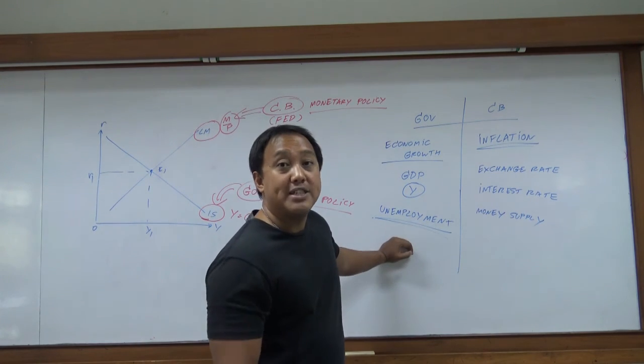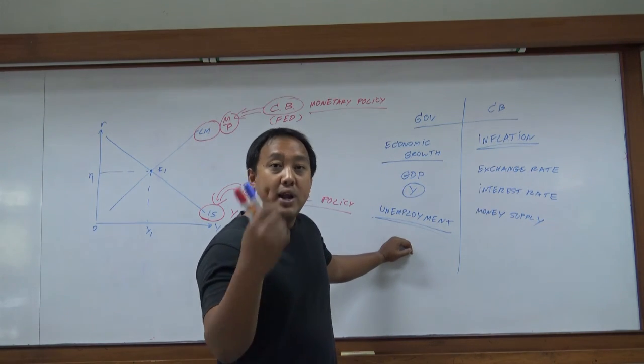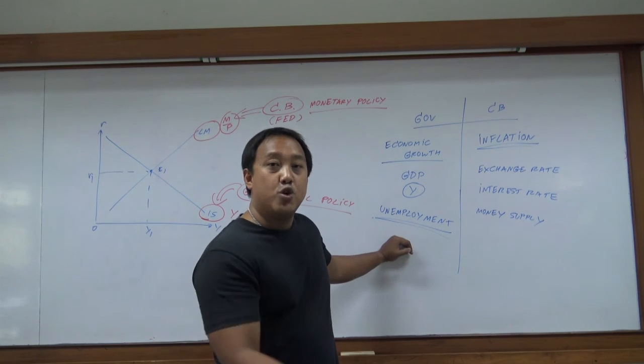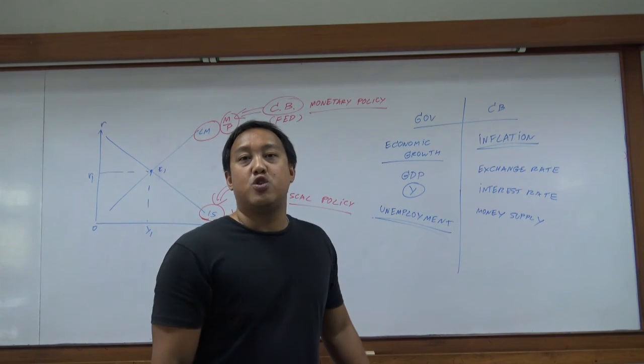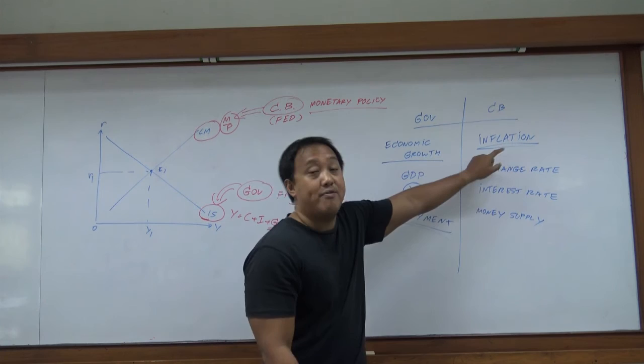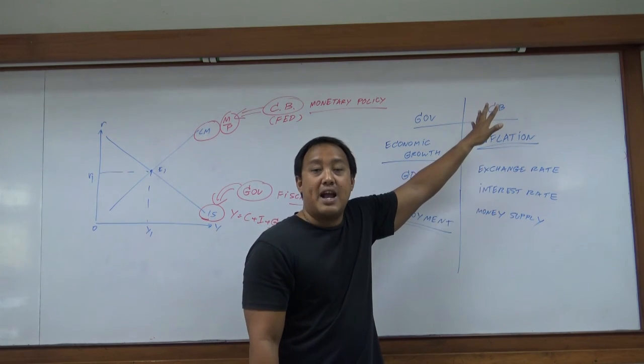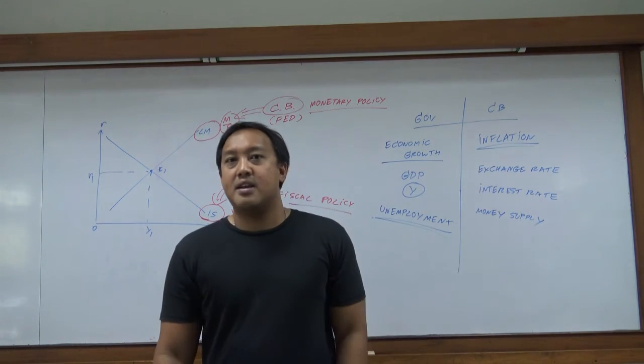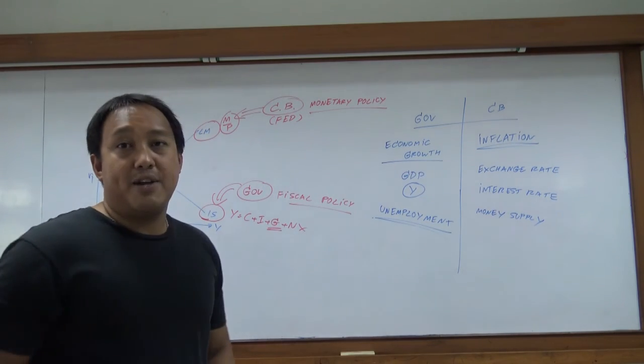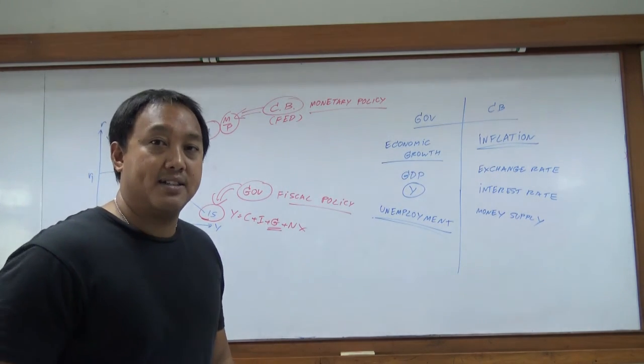Because if the government spends too much, they're creating a lot of debt. When the government spends too much, too much money goes into the economy and everything becomes more expensive. Then you have inflation, because the central bank has to do something to stop it. So many times there's going to be conflict between the government and the central bank.